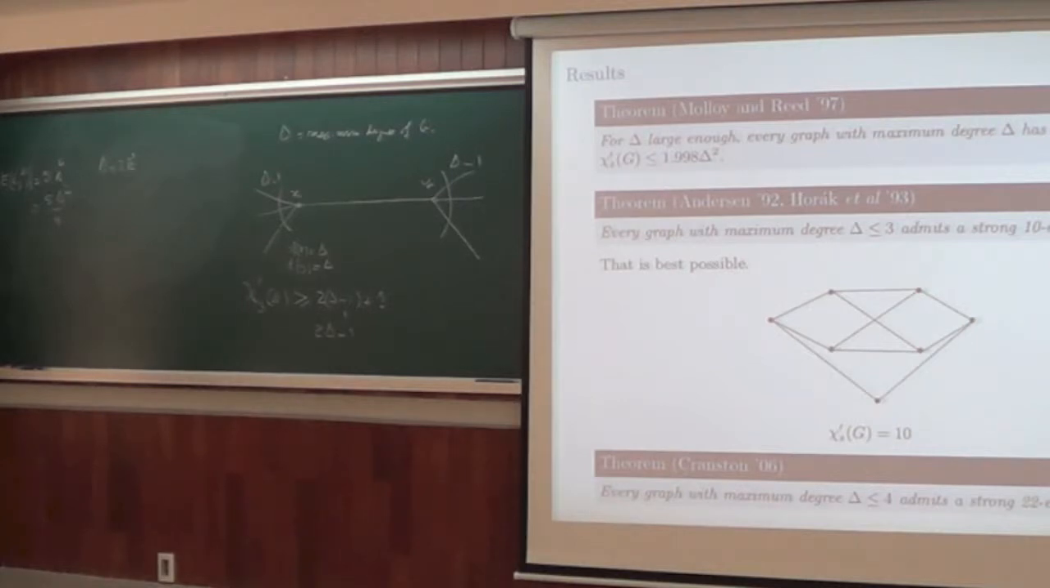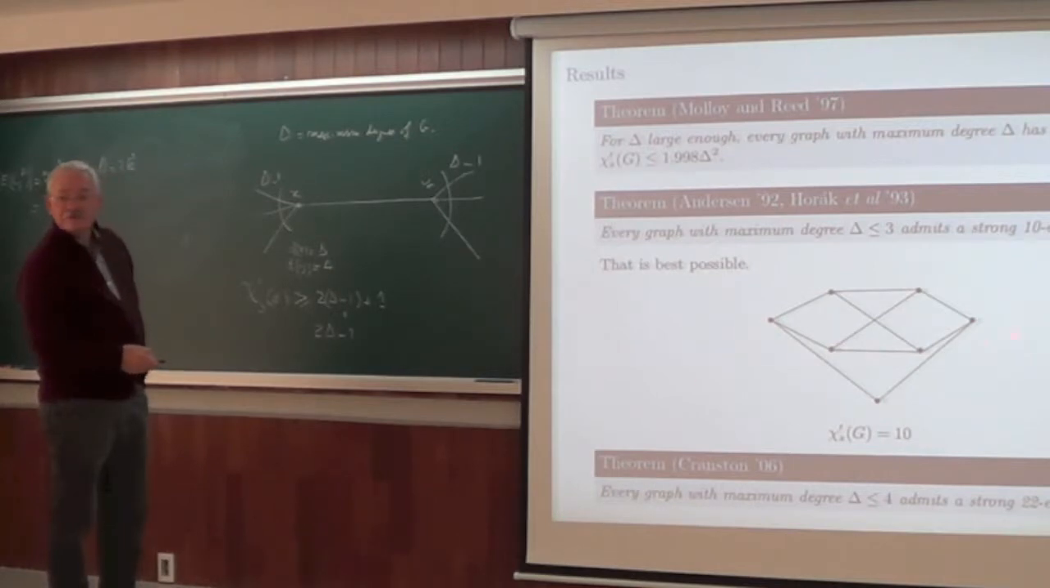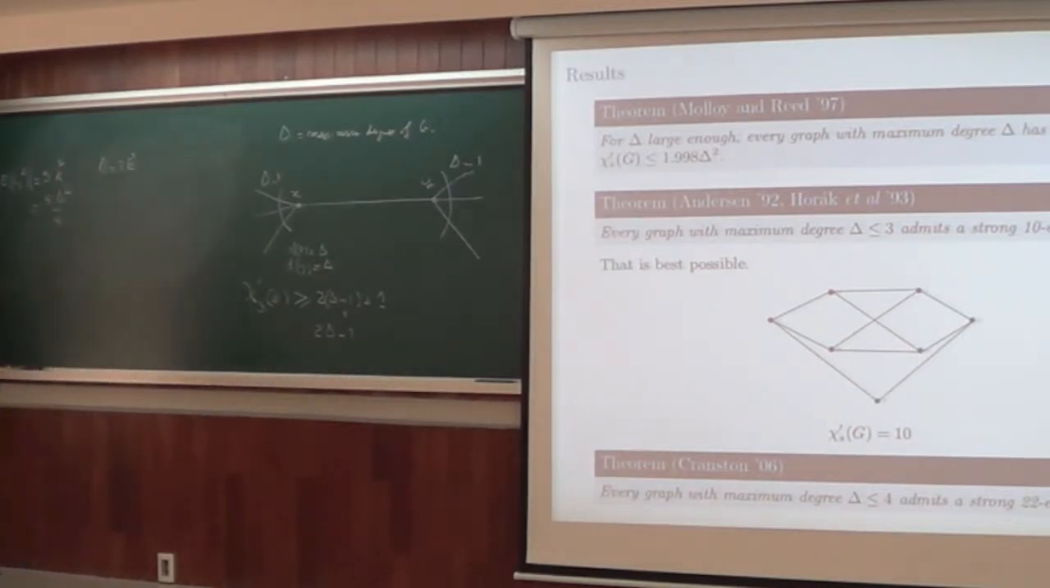Then Andersen and Horak proved that if you have a graph with maximum degree less than or equal to 3, then the graph admits a strong 10-edge coloring. And this is best possible because for this graph, I think you will be able to see that we need 10 colors, because each edge is at distance 2 from any other. And Cranston in 2006 proved that if the maximum degree is 4, then it has a 22-edge coloring. So it is very big.